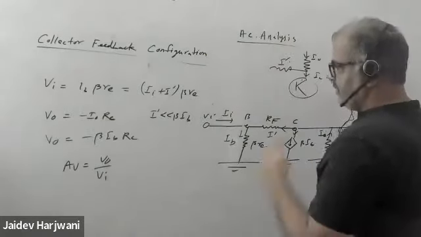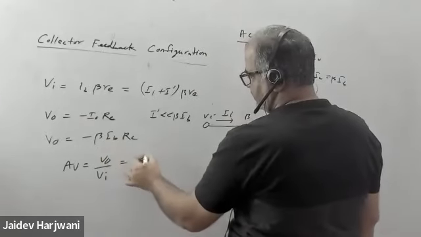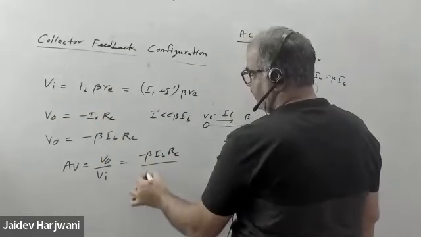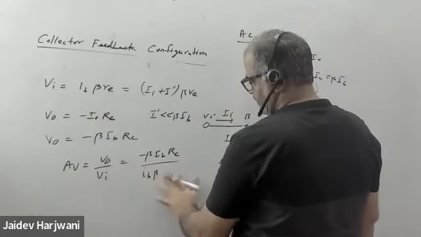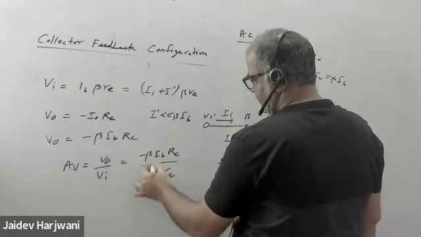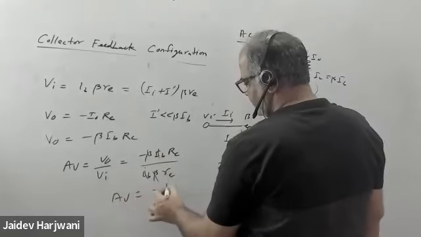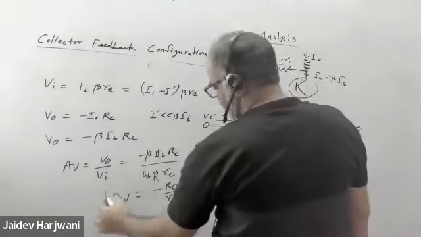Okay, so now I have V output. V input will be what? Simply minus beta IB RC, and this is IB beta RE. So beta cancels, IB cancels. So your gain is a simple expression: minus RC upon RE.